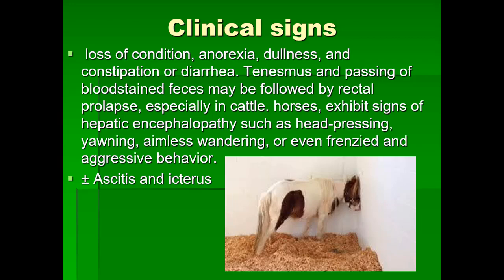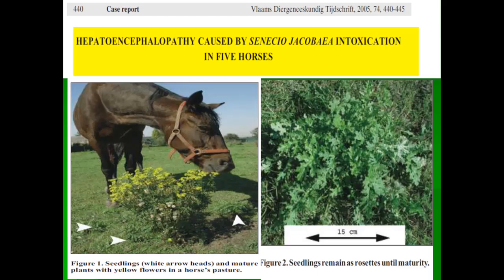Now let's describe a case of tansy ragwort poisoning in 5 horses. This incident took place in Belgium. In these cases, it was believed that the animals had ingested the immature seedlings of the plant that are shown with an arrow on the picture.